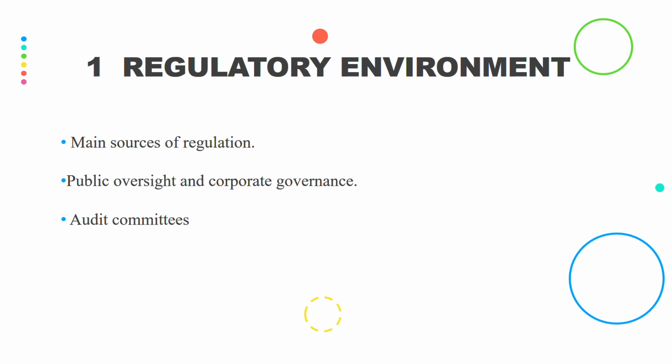And under this regulatory environment, we are going to study three things. What are the main sources of regulation? Who regulates it exactly? What are the main bodies? Second, public oversight and corporate governance. Corporate governance is very much linked with audit. Okay, corporate governance is a topic on its own in SBL, but here we just need to know how it is related to audit and all. Public oversight: who is going to monitor this? And then audit committees. Okay, so first let us start with the main sources of regulation.